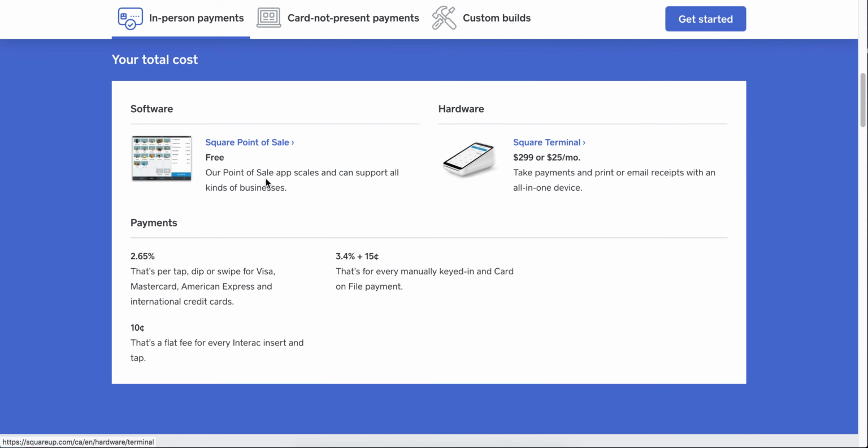So it is free, absolutely free. But the payments that you do take a cost of them. So you don't really pay anything into Square. It's more so that when your money is received, they take a little cut.